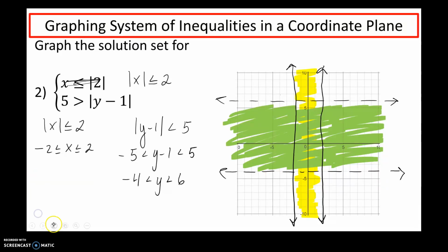Okay, so where's my solution? My solution is the overlap of the shaded regions. So my solution set is x is between negative 2 and 2, and at the same time y is between negative 4 and positive 6. Okay, that'll do it for this one.